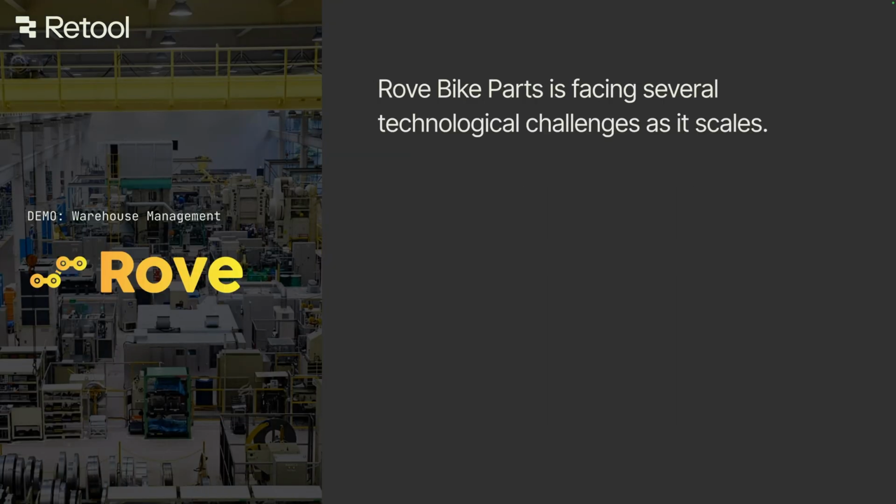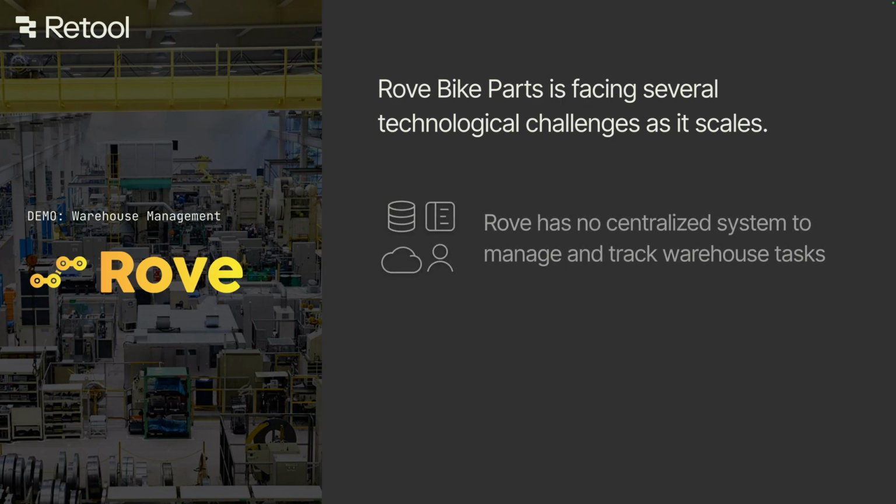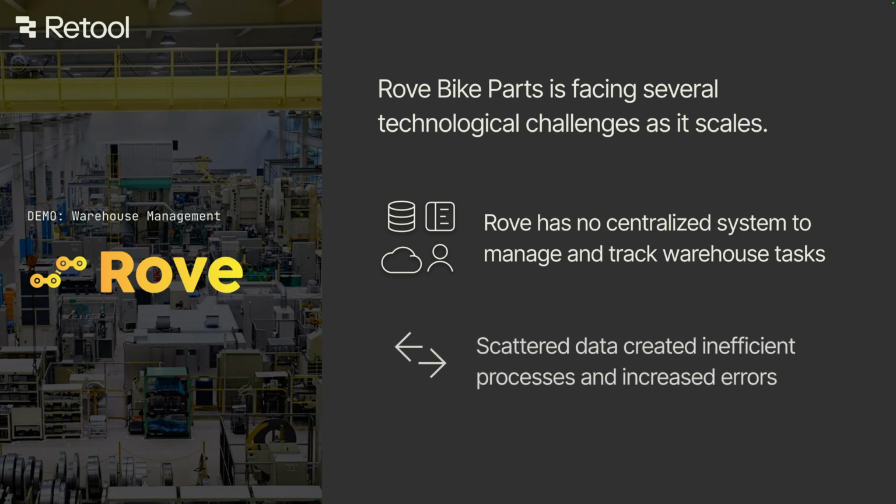Imagine we're a national bike parts manufacturer, Rove Bikes. Prior to Retool, Rove's warehouse workers lacked a centralized system to manage and track warehouse tasks. As a result, data was being passed around on paper, Excel spreadsheets, and manually uploaded into various systems of record. Because of these data silos, there was no way to view, audit, and centralize how data processes were being run.